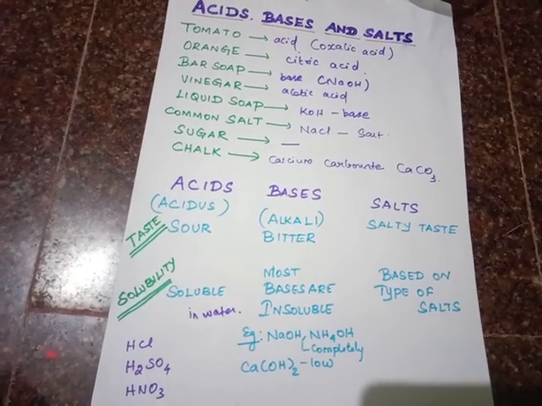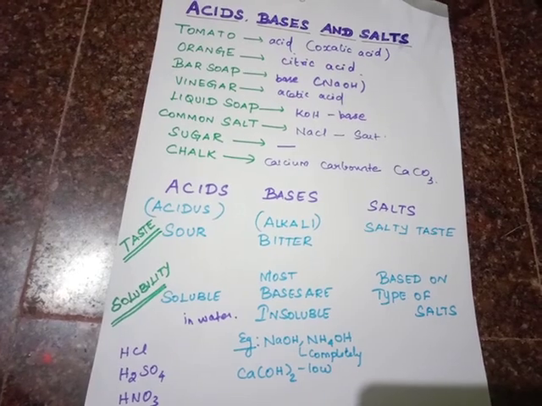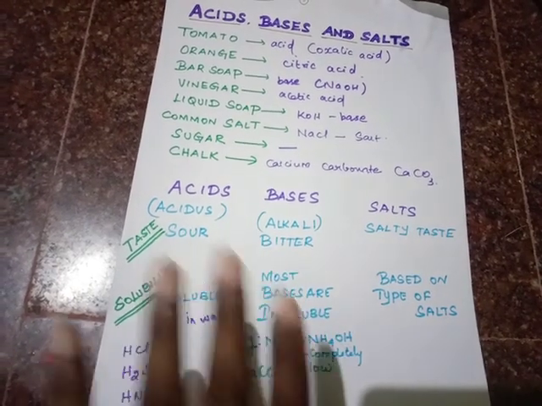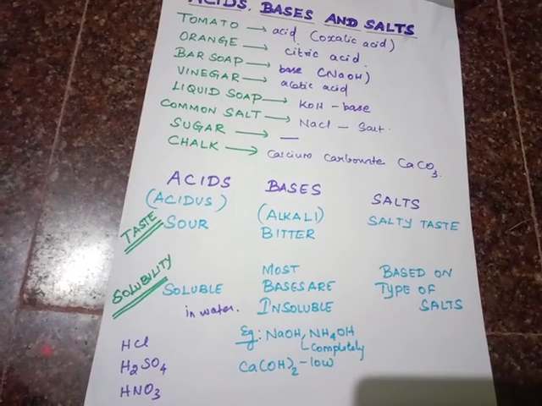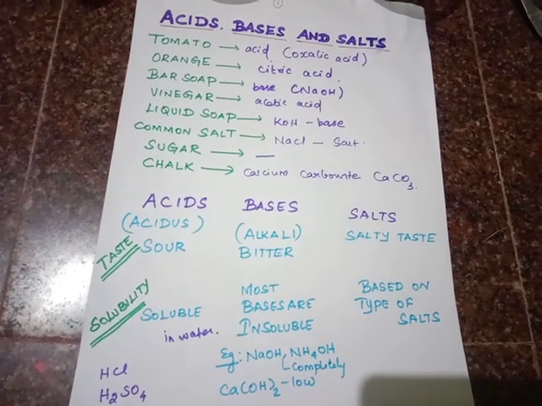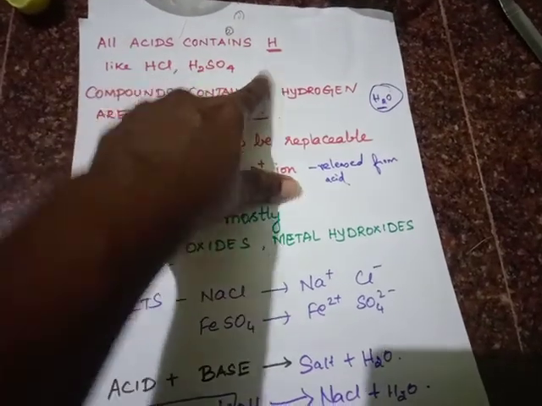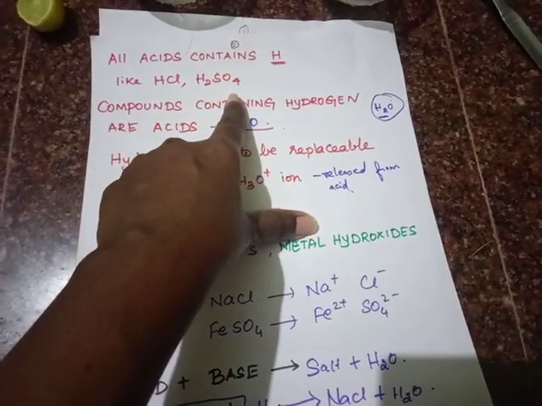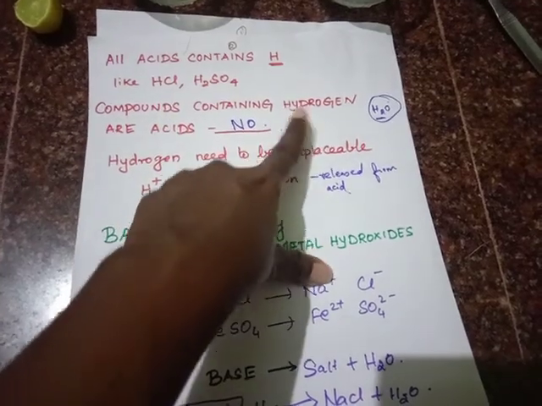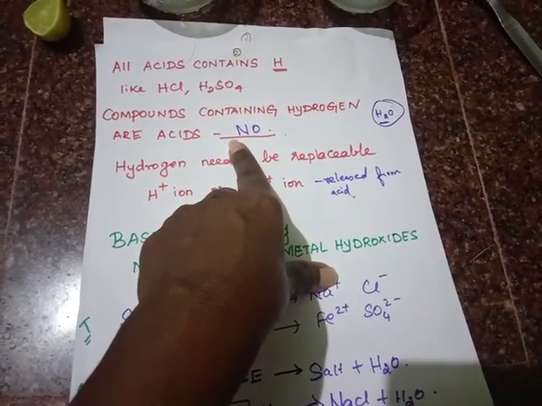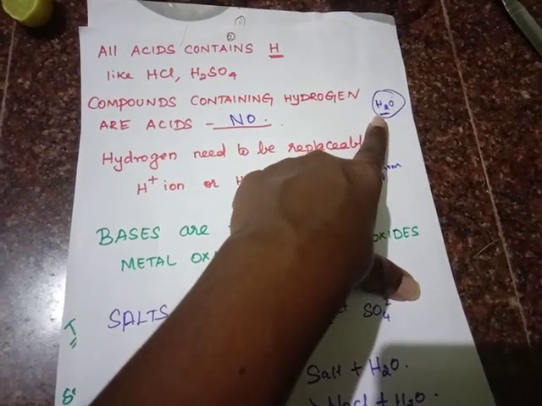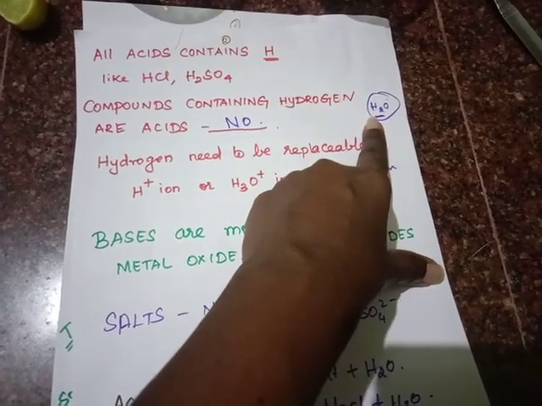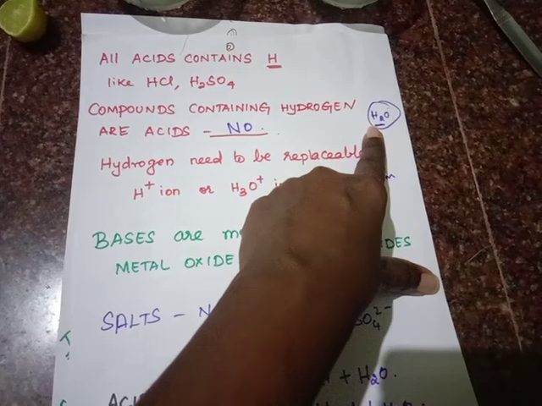So shall we say that if hydrogen is present, that compound is an acid? Is that correct? That is, all acids contain H, like HCl, H2SO4. So compounds containing hydrogen are acids? No, it is not correct, because even H2O also consists of hydrogen, but it is not an acid. It is actually a neutral one.